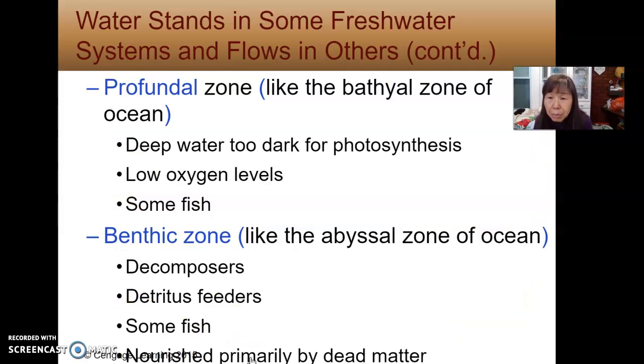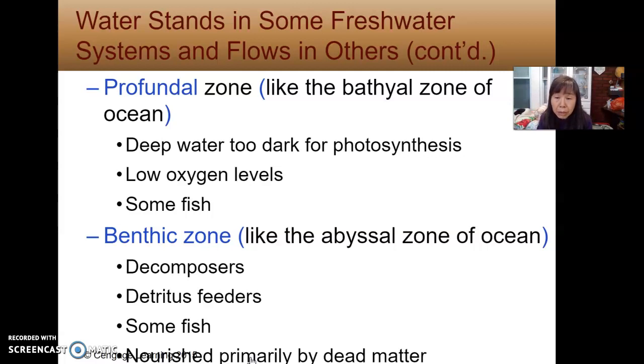So if you look at the profundal zone, this one is the middle layer. So like the bathyal zone of ocean, deep water, too dark for photosynthesis. And then if there's no photosynthesis, you have a low oxygen level, you have some fish living there.